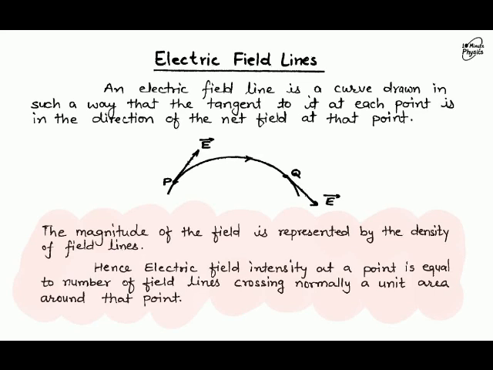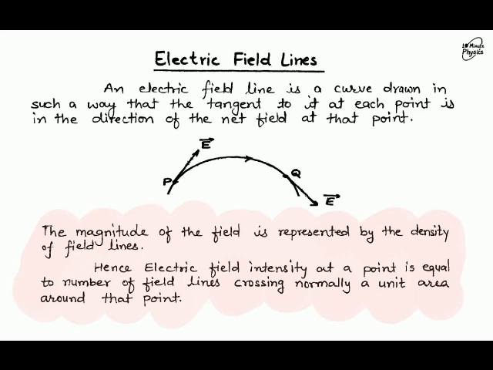So a tangent drawn at a curve gives us the direction of the electric field. The magnitude of the field is represented by the density of the field lines. The more electric field lines there are, the stronger the electric field will be. So we can define the electric field as the number of electric field lines crossing per unit area. The more field lines passing through any area, the stronger the electric field.